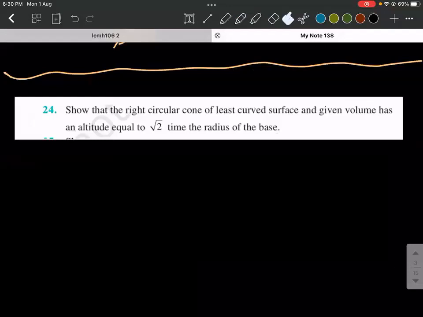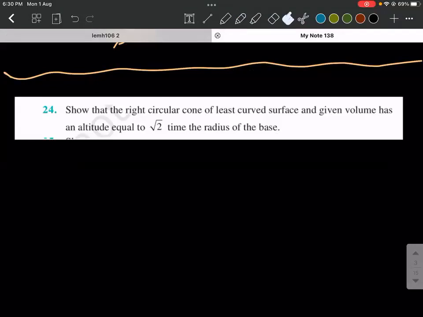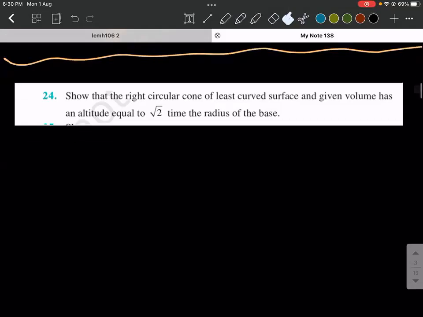Show that the right circular cone of least curved surface area and given volume has an altitude equal to root 2 times the radius of base. This is slightly simple. Do this.